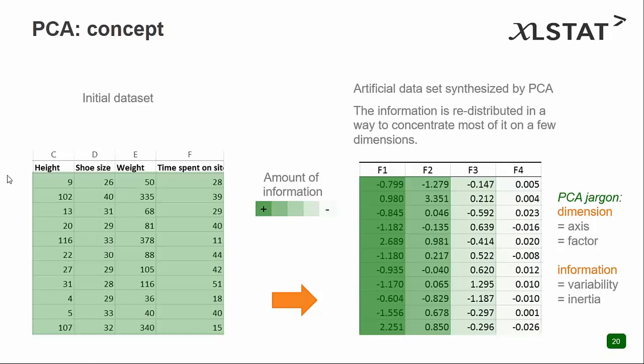So it's spread in the whole data set, in the initial data set, but it's concentrated on a few dimensions in PCA. So this is why we call PCA a dimensionality reduction technique, because we are reducing the number of dimensions, or at least the number of consistent dimensions from the original data set.